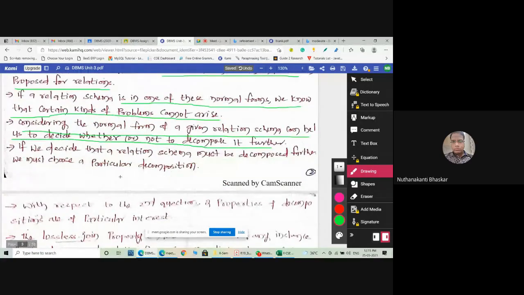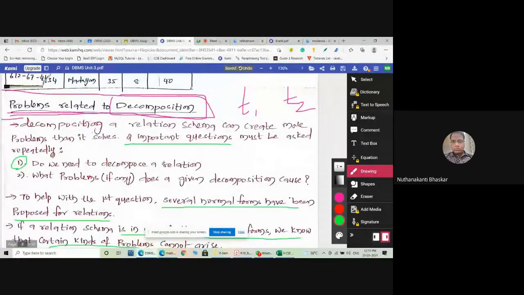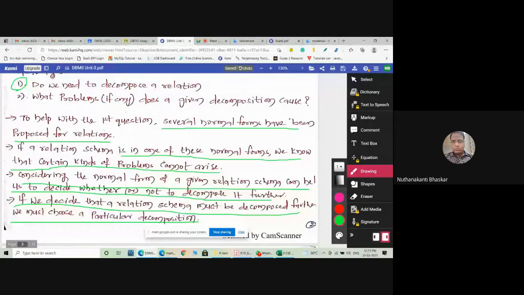If you decide that a relation schema must be decomposed, then we must choose a particular decomposition. Simple. Here the first question is, do we need to decompose a relation? Meaning you want to decompose a relation. If you want to decompose a relation, then you need to find which normal form that relation is suitable for. If you identify that the relation is suitable for a particular normal form, the normal form itself is going to tell how to decompose the relation. Once we use the normal form for decomposition, there are no further problems. Are you clear about this first question?